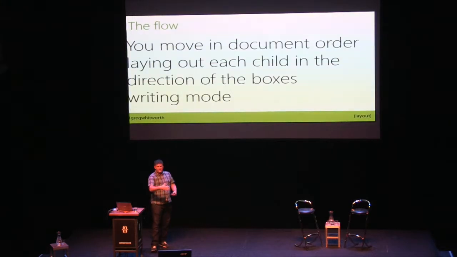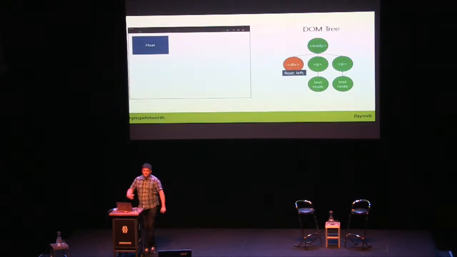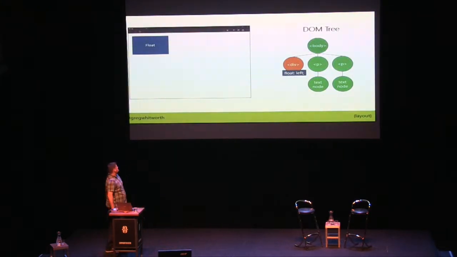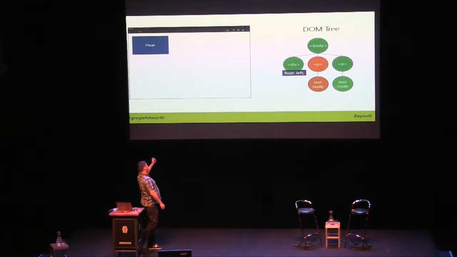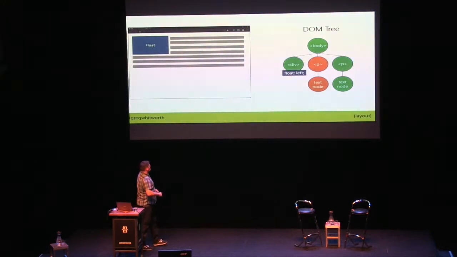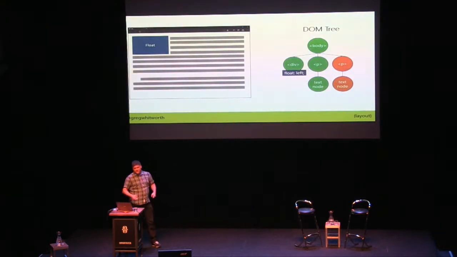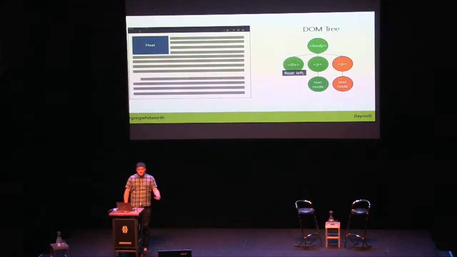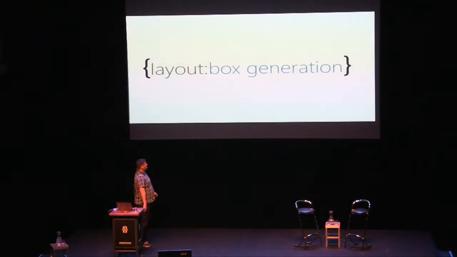So basically, if we're in left to right, top to bottom, such as this, and this is our wonderful DOM tree over here, we move in document order. We've laid out our float. We move on to the paragraph, going top to bottom, laying out our content in here. We then move on to the next paragraph and continue laying out. Okay, terminology done. We're ready for box generation.